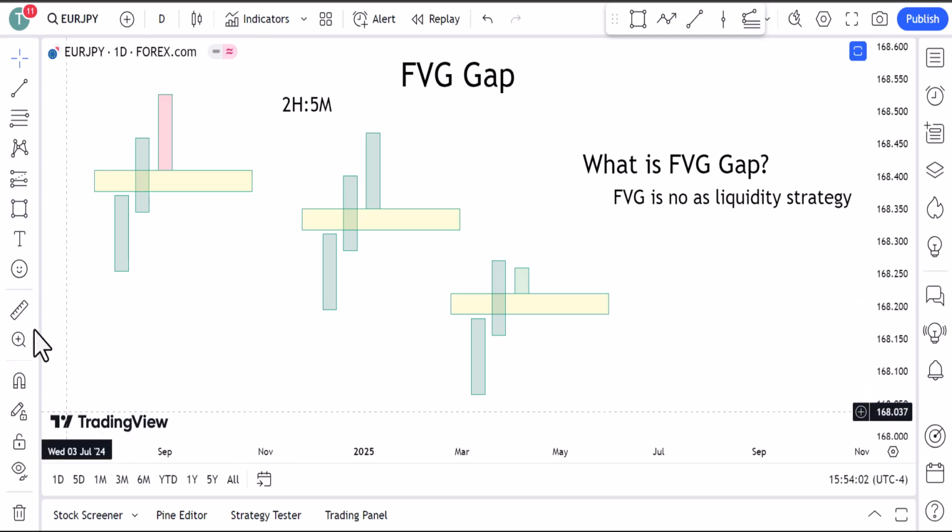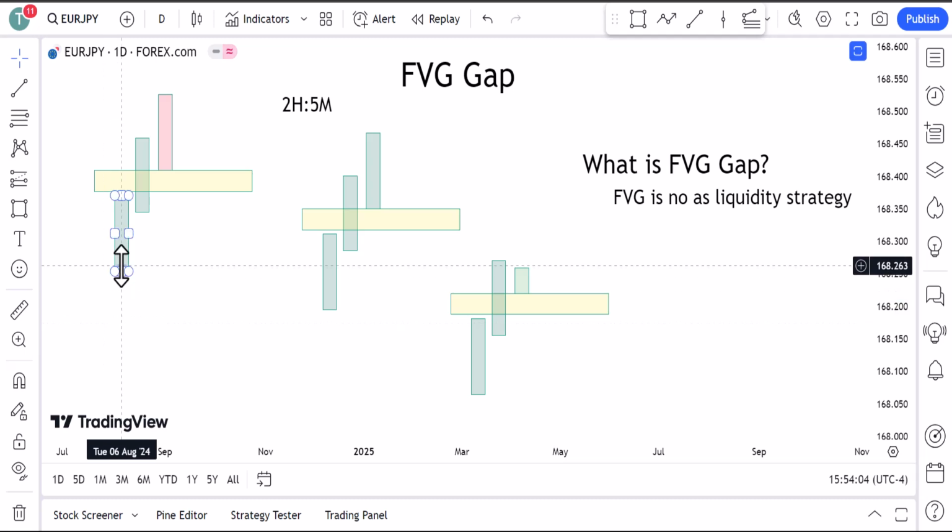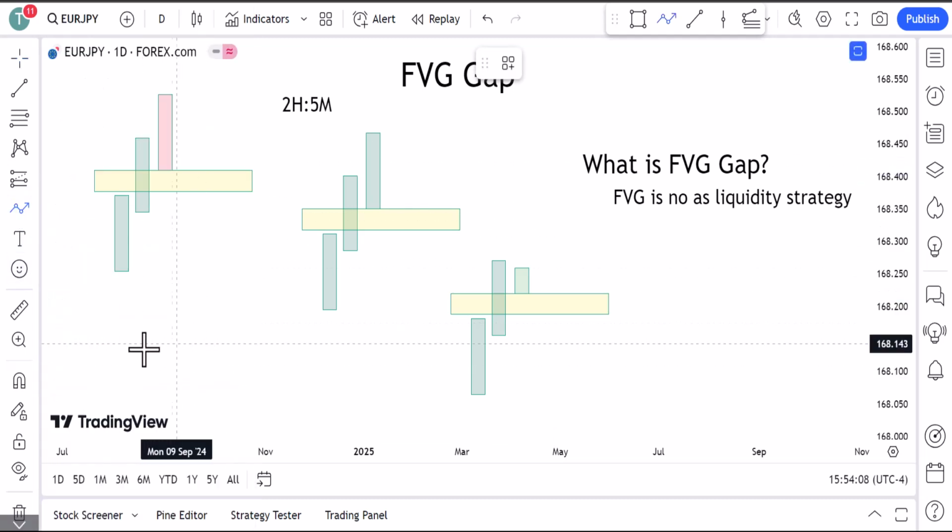So let me dive deeper. If this is a 2-hour candle, what is the lower time frame going to do? For example, imagine this is a 2-hour candle, and we normally notice that there is an indecision between this candle, and maybe this is a bearish.